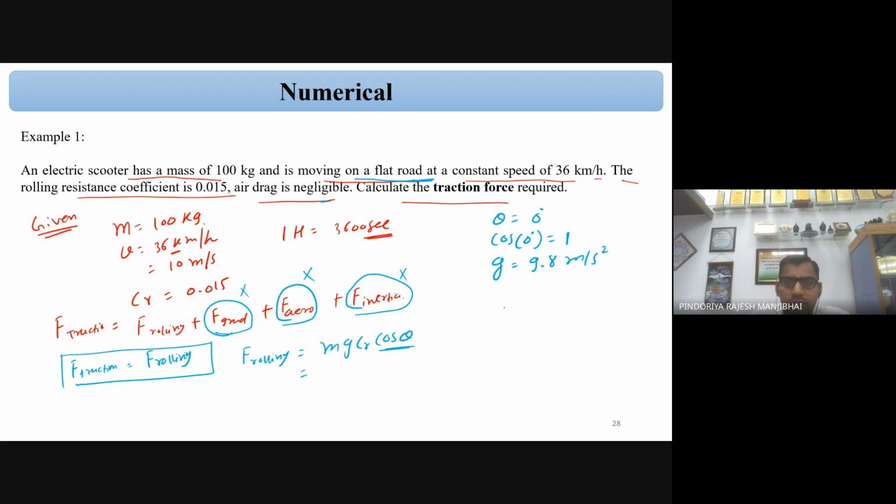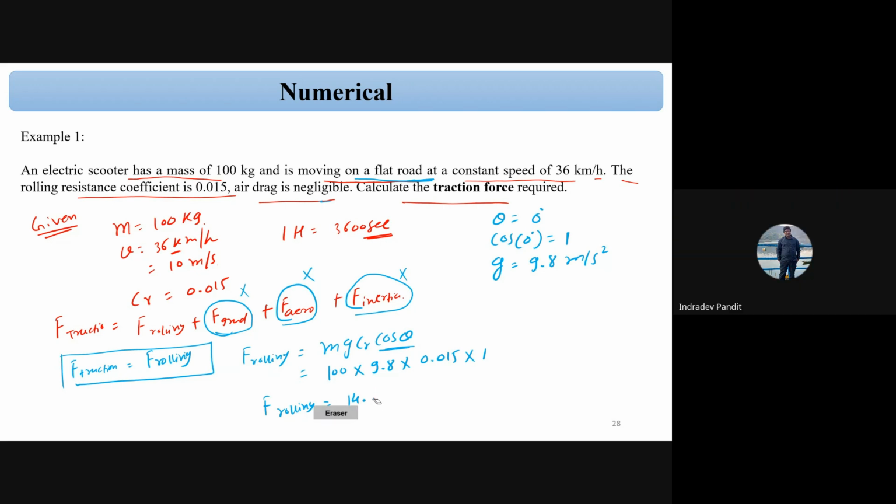So what is your final answer? M is given, that is 100 kilogram. G, that is your gravitation, 9.8. And Cr, that is your rolling coefficient, 0.015, and cos theta is equal to 1. So what is your final answer? As per my calculation, F rolling is equal to 14.715, so 14.71.